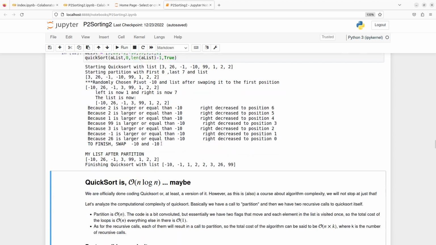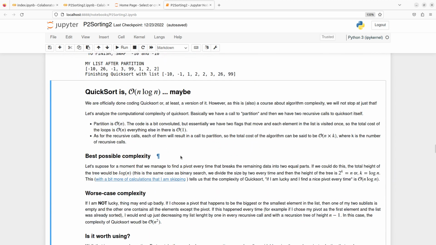The thing is that sometimes I might not be that lucky. Okay, so the best possible complexity is n log n because of this logarithmic height of the tree if I divide every time the data into equal halves. Okay, what happens if I'm not lucky?